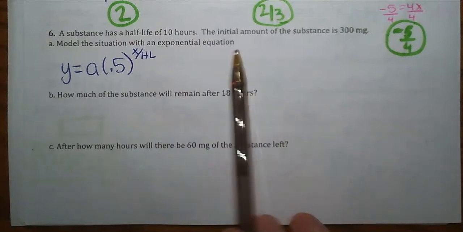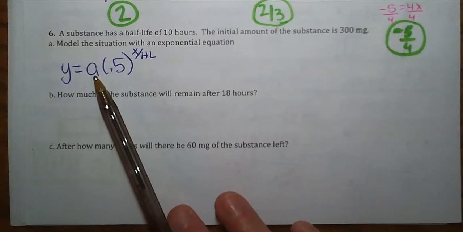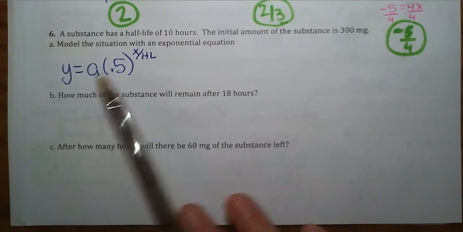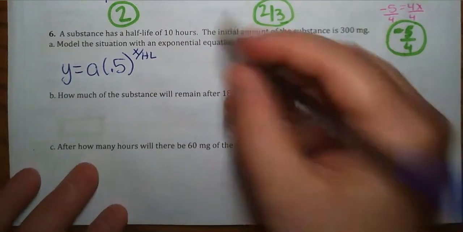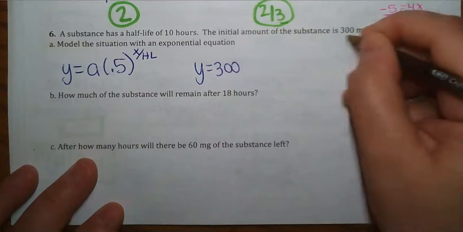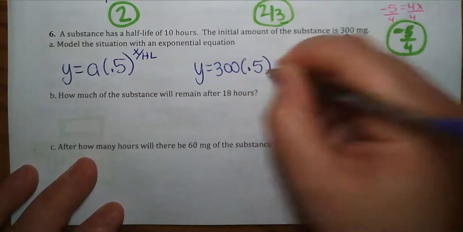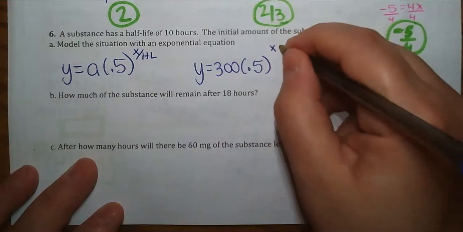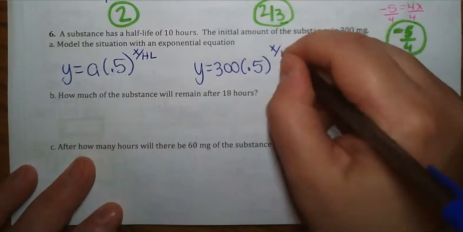So we just need to fill in the amount of the substance you start out with. That's going to be the A, and the half-life is going to go in for the half-life. So if I'm trying to do the model here, it tells us we have 300 milligrams of the substance. That's going to be your A. The B value is always a half. X should be a variable in the model as well as Y. And the half-life here is 10 hours.